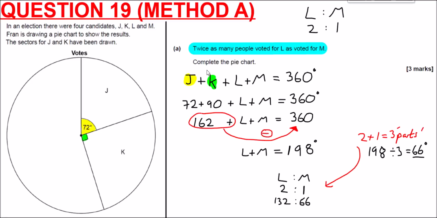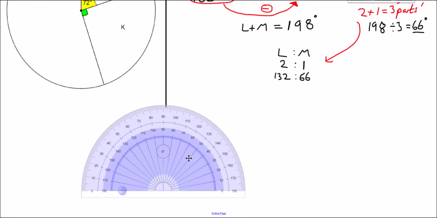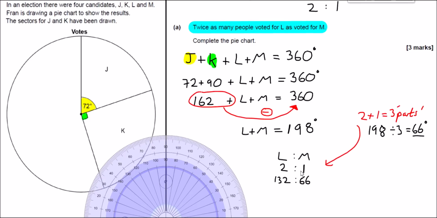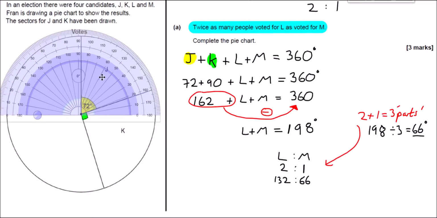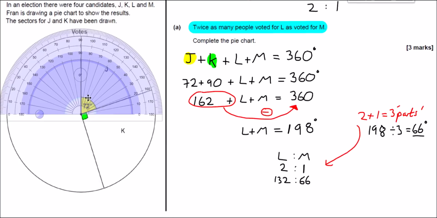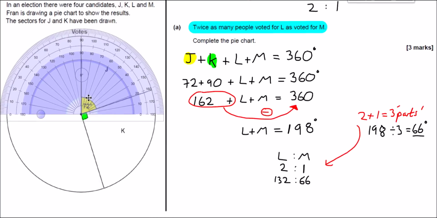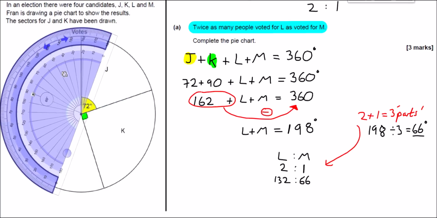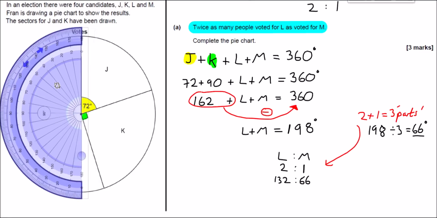And so using this method here, we could do M first and, for example, just measure 66 degrees. And so we put the middle of the protractor on top of where the circle is centered. And we're going to measure 66 degrees outwards. So measure from 0 and count up 10, 20, 30, 40, 50, 60. That's 65, 66 will be just here.